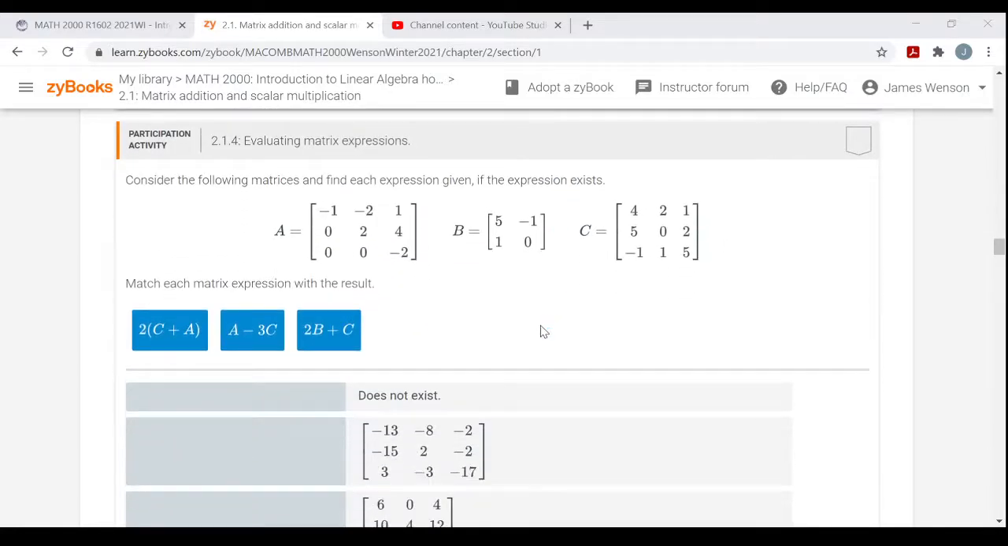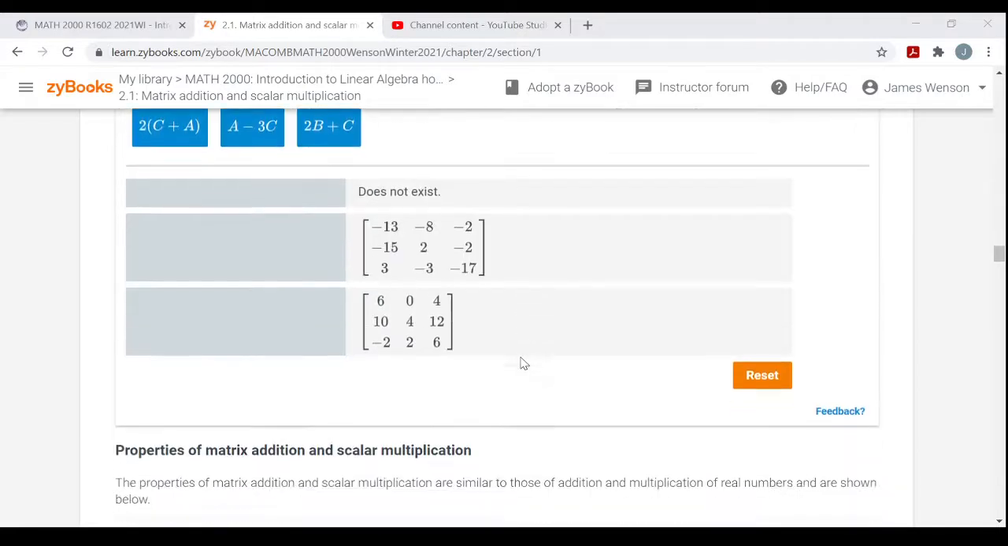Alright, then you're doing this, I'll leave this to you. Now, it's just like order of operations, people. Alright, see this here? Where it's 2 times the quantity C plus A. That means do C plus A first, right, and then multiply by the scalar. And we'll also see in a second that you could also distribute the scalar, do 2 times C plus 2 times A, and get the same result. And again, I leave that to you to play around with these.